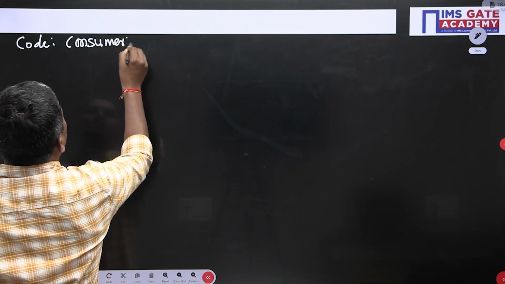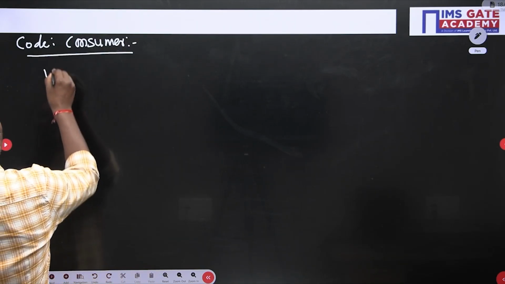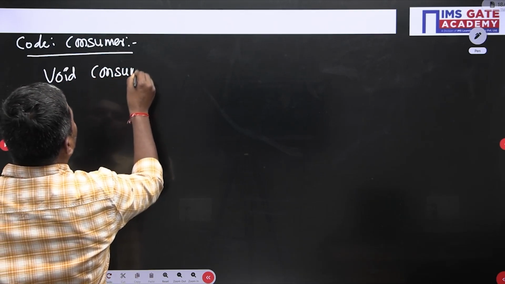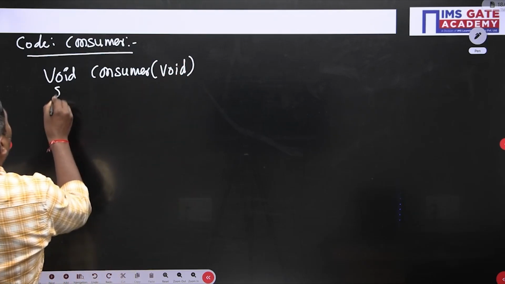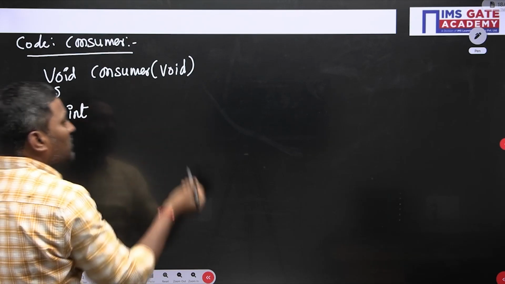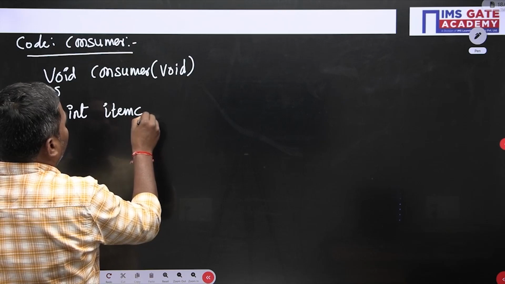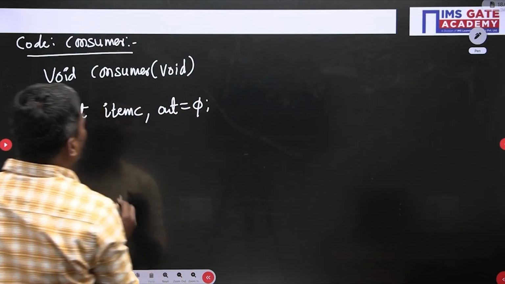Code for the consumer. Void consumer, so void type. Then taking our local variables. So we have taken information from the buffer, right? Like taking item for consumer, item C I am writing. So the local variable is what? Out. Through the out variable only we have to take it.